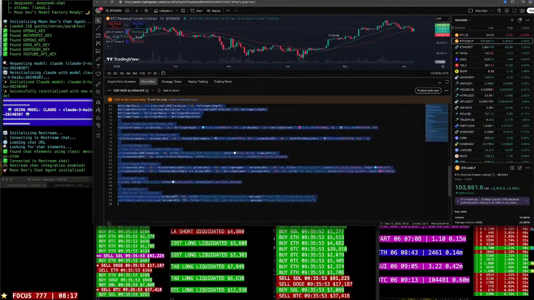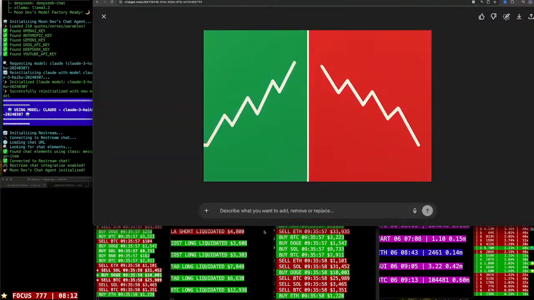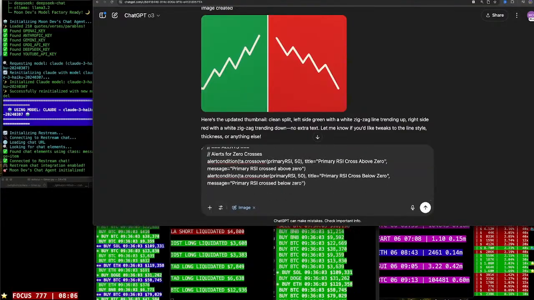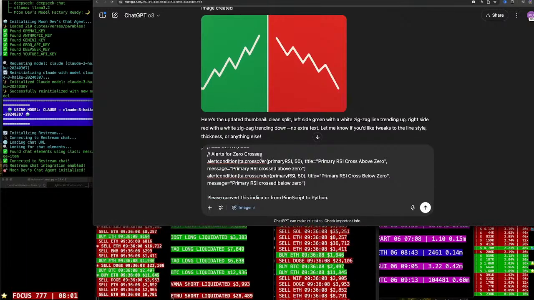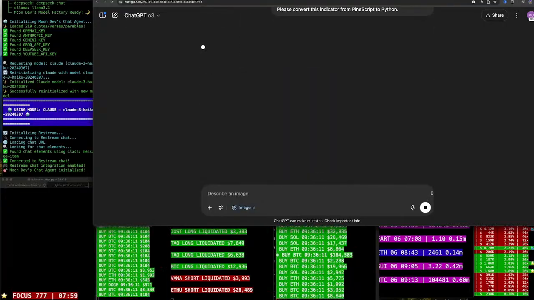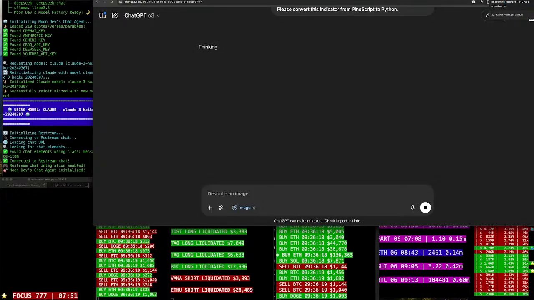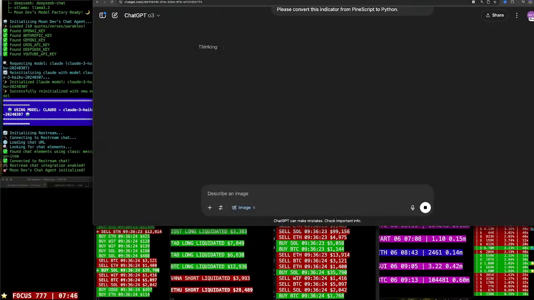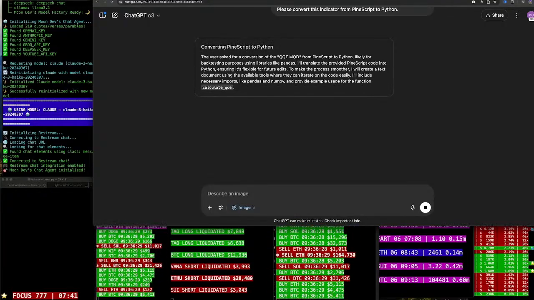So any indicator on TradingView, dude, look at this. I can just go here, and then I'll go to ChatGPT and I'll say, hey, please convert this indicator from PineScript to Python. Python is the trading language you use, and you can literally have every single indicator from TradingView converted into Python for you. That's nuts.